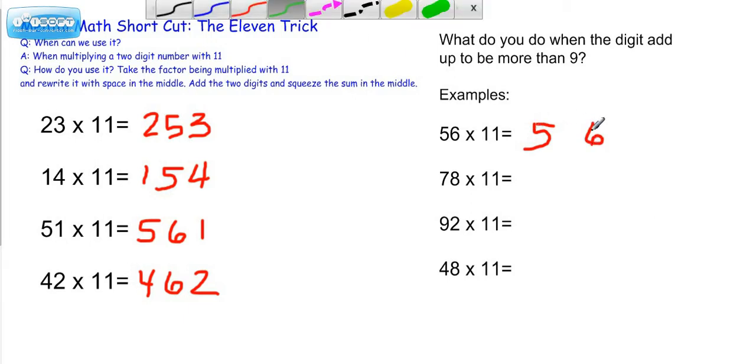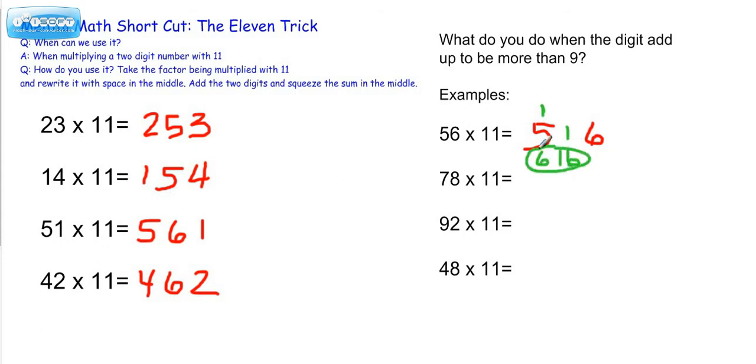If we add 5 plus 6, that's equal to 11. Do you see my 11? I just wrote it crooked. And then you add the 1 plus 5, which is 6, and bring your other digits down. So in other words, 56 times 11 is 616.